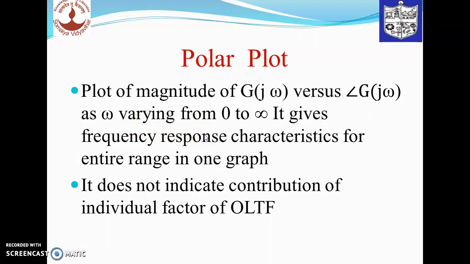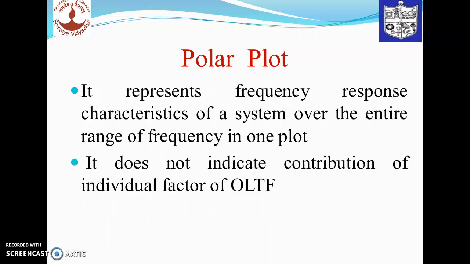When we did Bode plot, we did magnitude plot separately and phase plot separately, and both together comprise my frequency response. So here in one plot we get the frequency response for the entire range of omega in one graph. The disadvantage with this plot is it doesn't give me the individual contribution of each factor. When we do Bode plot, we get the individual contribution of each factor and then we add it up to get the complete frequency response.